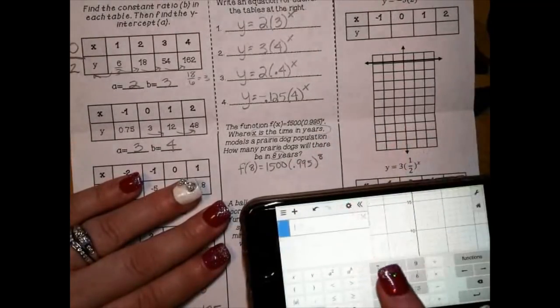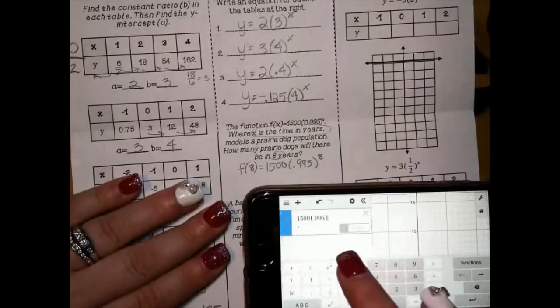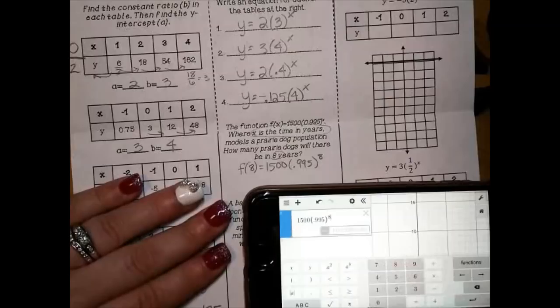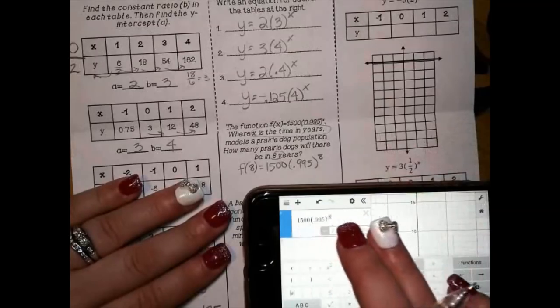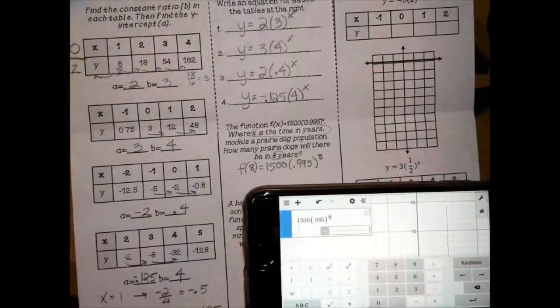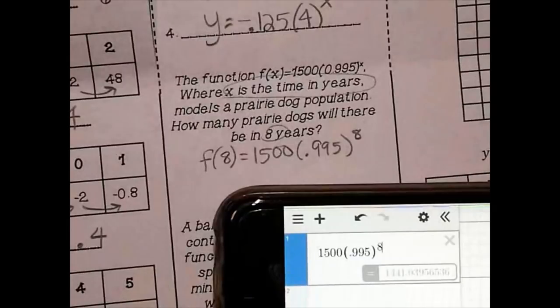When I enter that into our calculator here, we're going to have 1,500 times 0.995 to the 8th power. And that looks like 1441 is what we're going to come up with here. Not sure how to zoom in very nicely for you. So if you can see there, I have 1441.